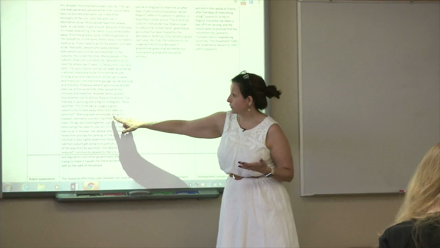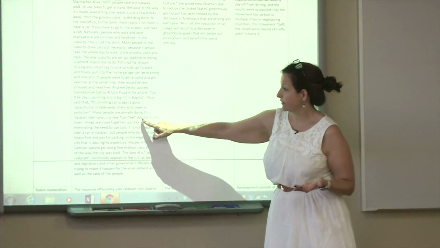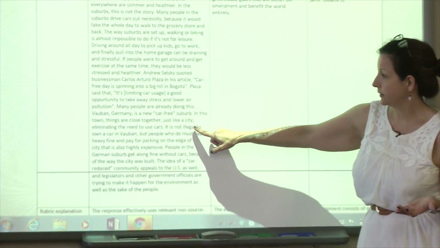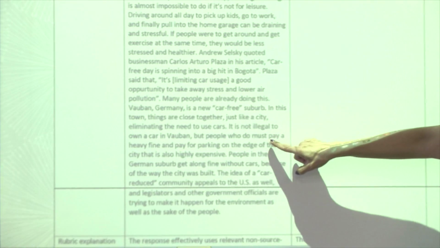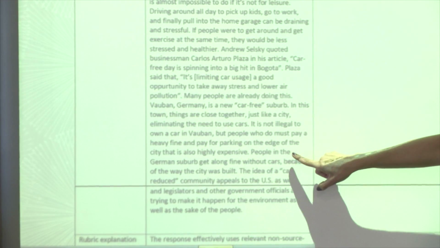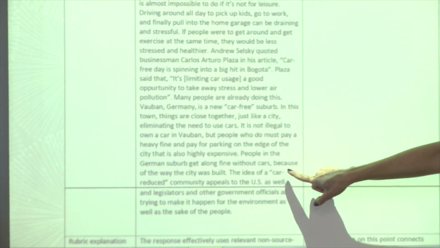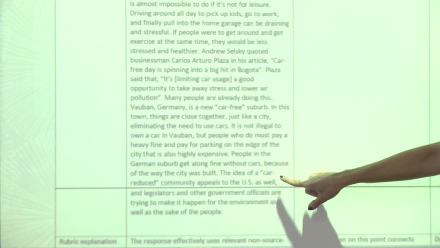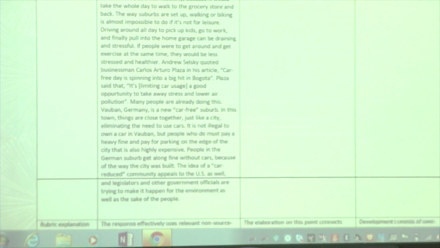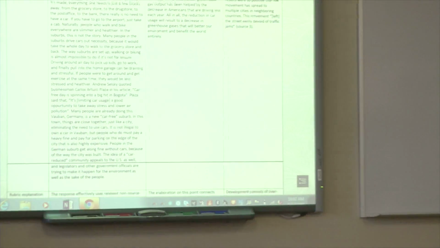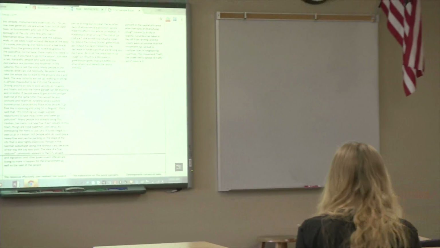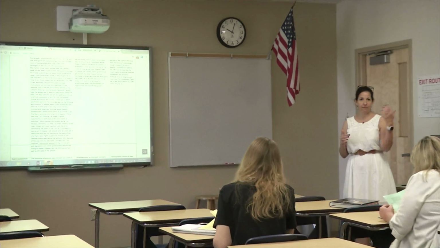Many people are already doing this. Germany has a new car-free suburb in the town. People have to pay a heavy fine for parking on the edge of the street. People in the German suburb get along fine without cars because of the way the city was built. So how can we make people happy? We have to build the cities right so that they can be happy, but it's the same idea that if I can get along fine without a car, I'm a happy person.